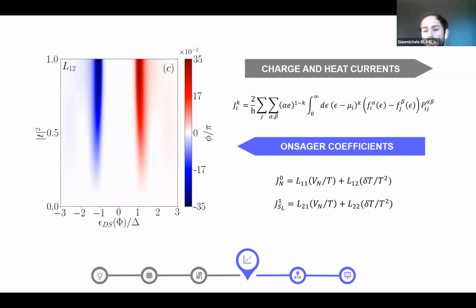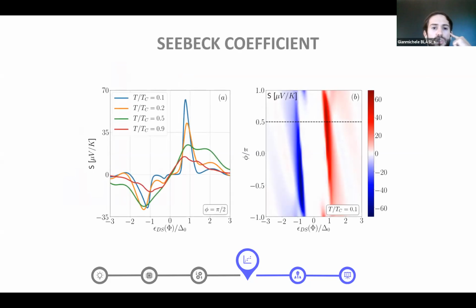Let me say also that from the Onsager coefficients, it is possible to obtain the so-called Seebeck coefficient, which is just a measure of the thermal voltage induced by the application of an external thermal bias, delta T. And as you can notice, this can reach very high values of the order of 60 or 70 microvolt per Kelvin, which is comparable to that obtained in ferromagnetic superconducting systems, for example.